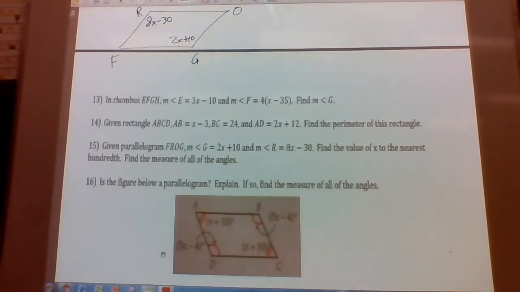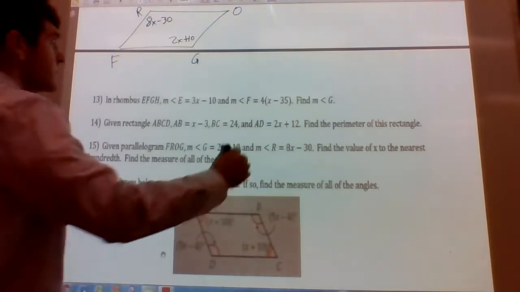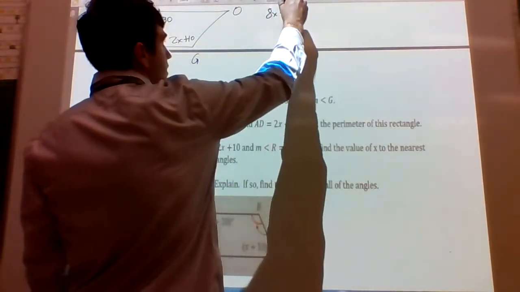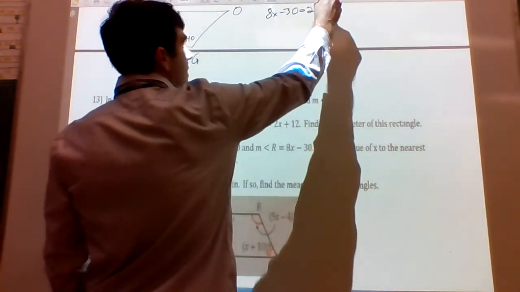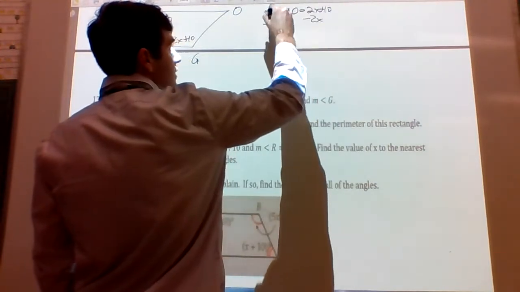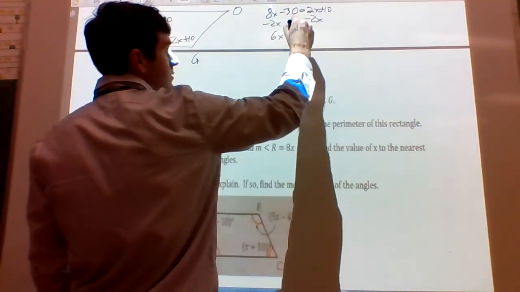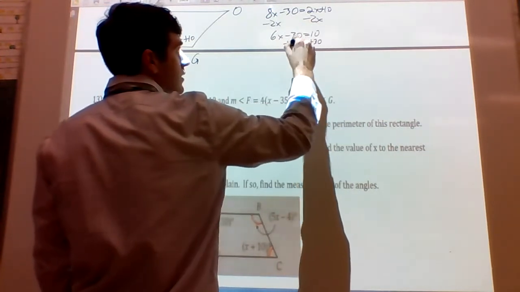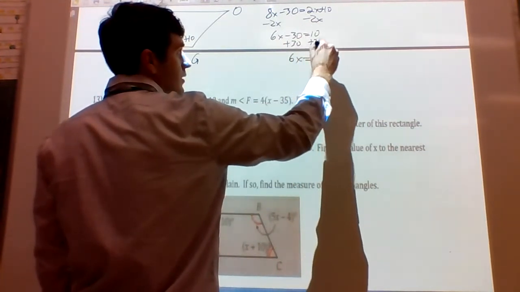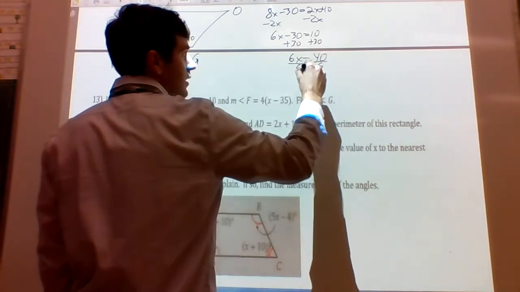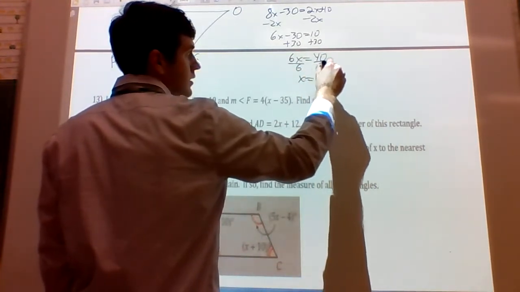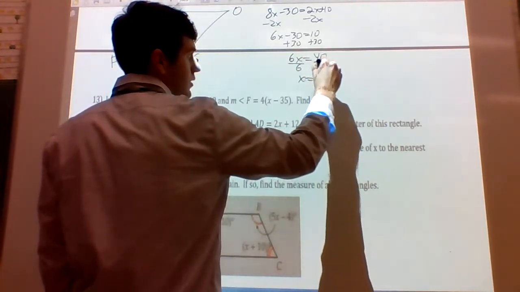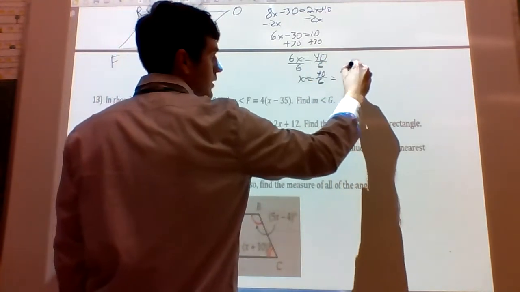So we know in a parallelogram that the opposite angles are congruent. So 8x minus 30 is going to equal 2x plus 10. Subtract 2x: 6x minus 30 equals 10. Add 30: 6x is going to equal 40. Divide by 6. So 40 over 6, which is going to give us 20 over 3.